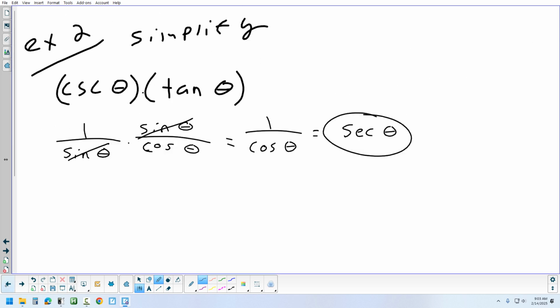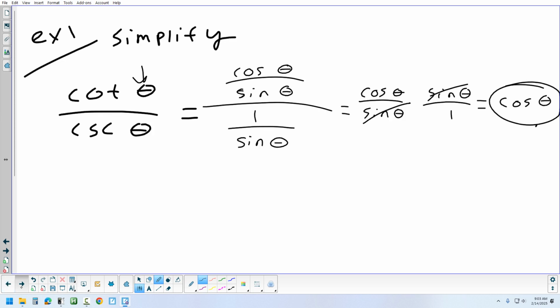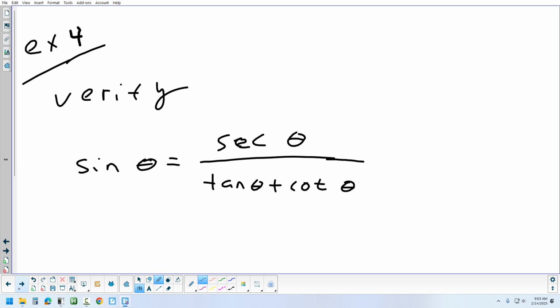So there's a difference between simplify an identity, which is what the first two were, and then verify. The difference with verify is you start with something on the left, you start with something on the right, and you generally start with the more complicated side, and you try to simplify it until you get the other side. So with a verify problem, you kind of know when you're done. You have what you're starting with, and then you have what you want to end with. You just have to figure out how to get there. Okay.